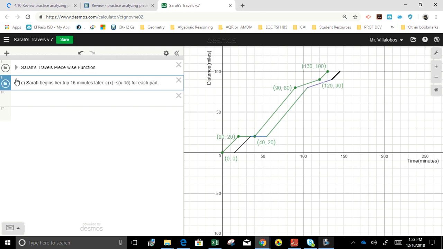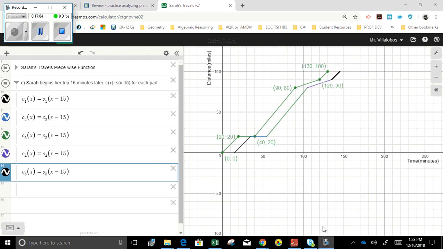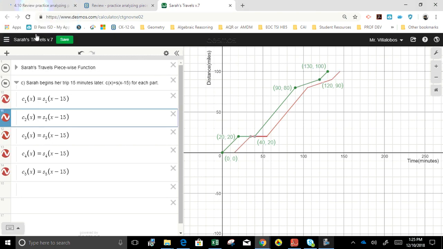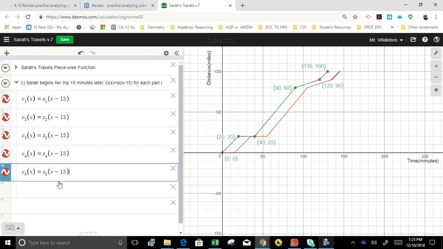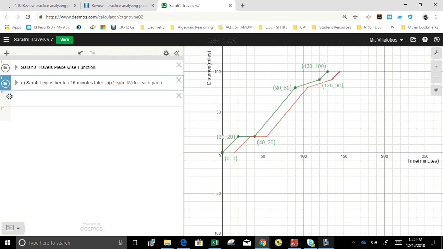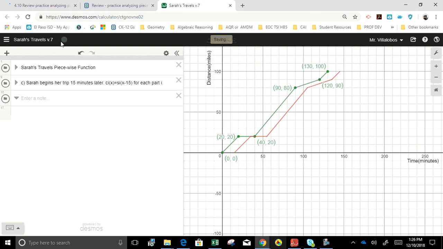That's the English. Here is this. We're going to pause it a moment so you can take a look. So here is Sarah begins her trip 15 minutes later. C of X of I for each part I. That's one way to say it. So I can close this, and then now here I can add a folder. And CI? I'm going to save it just in case.